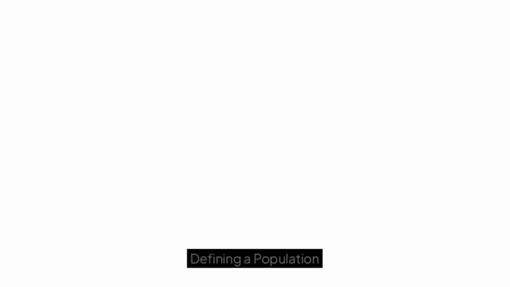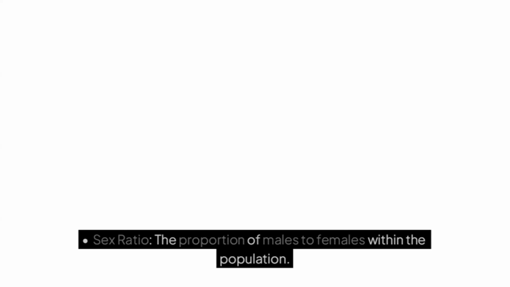Defining a population. A population is defined as a group of individuals of the same species living in a well-defined geographical area, sharing or competing for similar resources, and potentially interbreeding, encompassing both sexual and asexual reproduction. Key population attributes. Unlike individual organisms, populations possess aggregate demographic characteristics. Birth and death rates, expressed as per capita births and per capita deaths within a specified timeframe. Sex ratio. The proportion of males to females within the population.